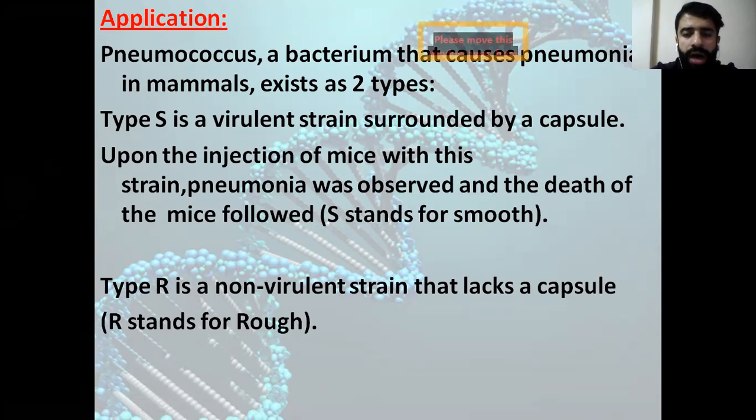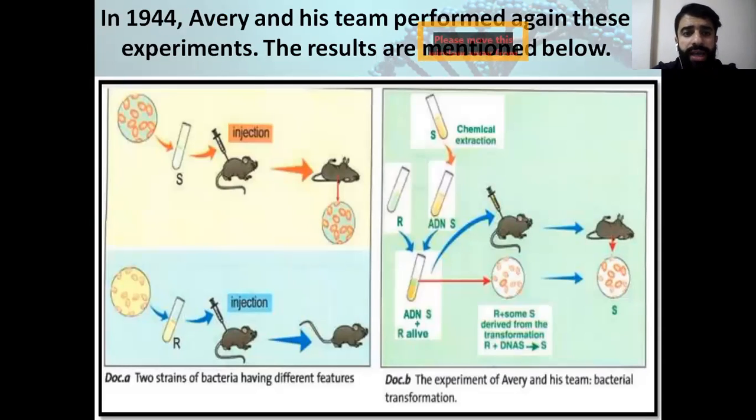While type R, which stands for rough, is non-virulent and has no capsule. So I repeat, we have two types. Type S is a virulent strain surrounded by a capsule, and upon its injection into the mouse, we have pneumonia and finally they die. S stands for smooth, while type R is non-virulent, it lacks a capsule, and R stands for rough.